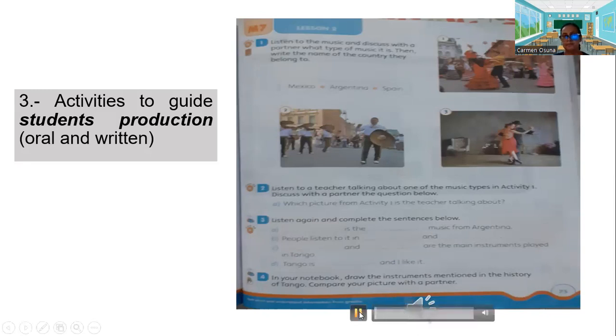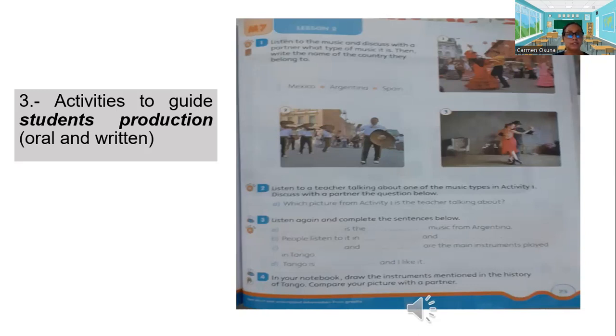Track 35, Module 7, Lesson 2, Activities 3 and 4. Now, kids, open your books on page 54. What is the text about? Music, teacher! Yes, very good. Let's read the text. Tango is the traditional music from Argentina. People listen to it in parties and festivals. Accordion and piano are the main instruments played in tango. Tango is beautiful and I like it. Any questions? No, teacher.